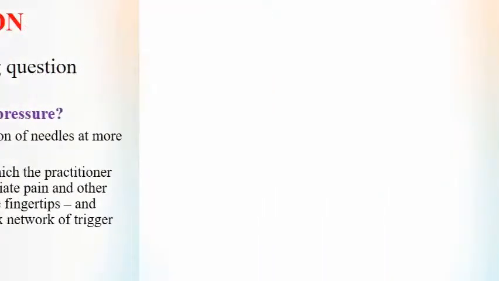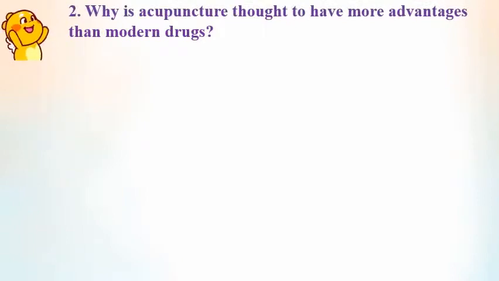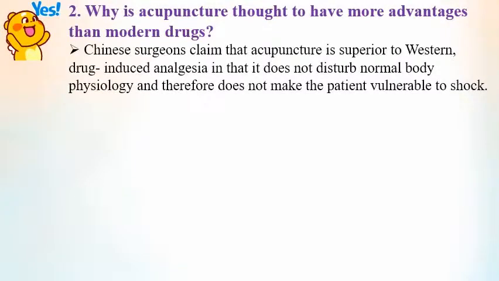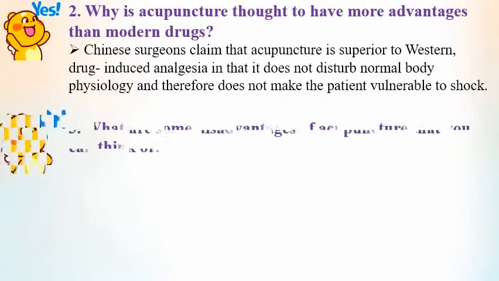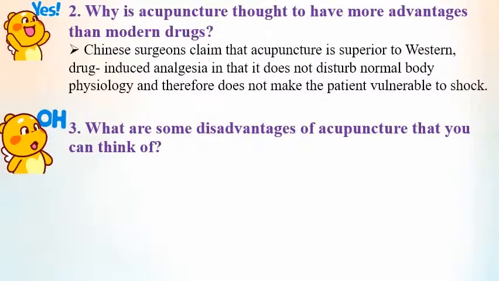Question 2. Why is acupuncture thought to have more advantage than modern drugs? And my answer is Chinese surgeons claim that acupuncture is superior to Western drug-induced anesthesia in that it does not disturb normal body physiology and therefore does not make the patient vulnerable to shock. Question 3. What are some disadvantages of acupuncture that you can think of?